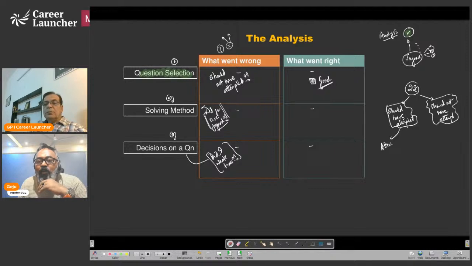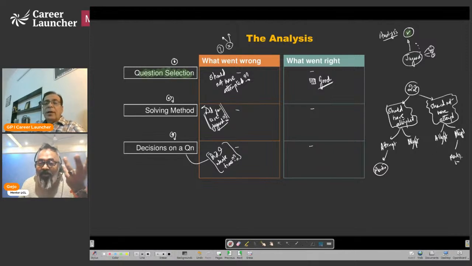Out of which, how many did you attempt? How many did you miss attempting? Correct. Out of this, how many did you not attempt? And how many did you end up attempting? And out of this attempt, how many? What is the net marks that you get? Okay. And here, out of this, how many marks did you lose?